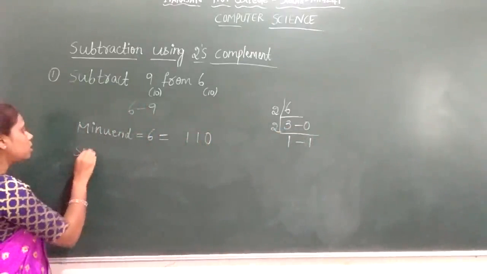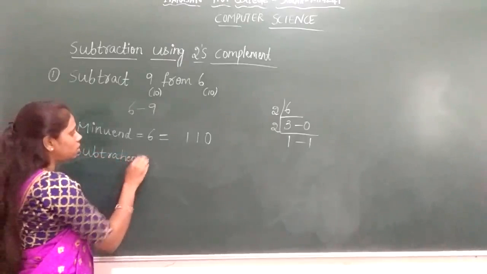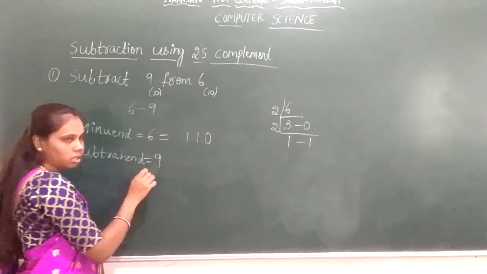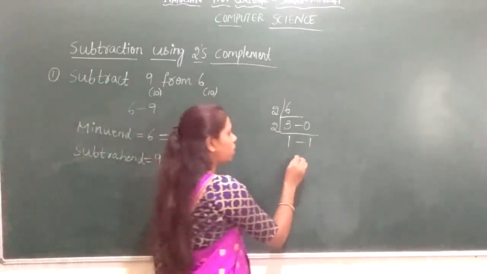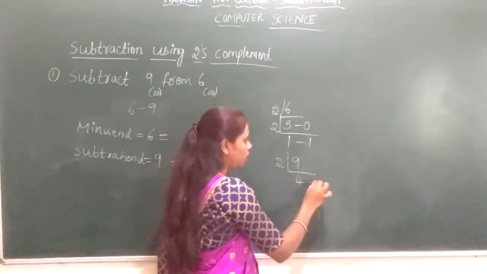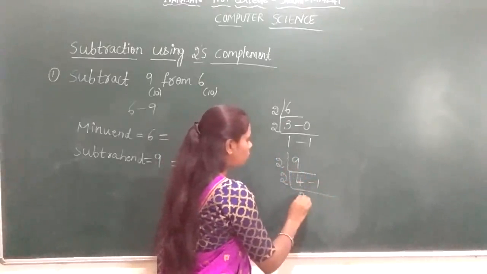Next, take the subtrahend. Your subtrahend is 9 because we are subtracting 9. Now take the binary value of 9. Divide 9 by 2. 2 4s are 8. The remainder is 1. Again divide by 2. 2 2s are 4.